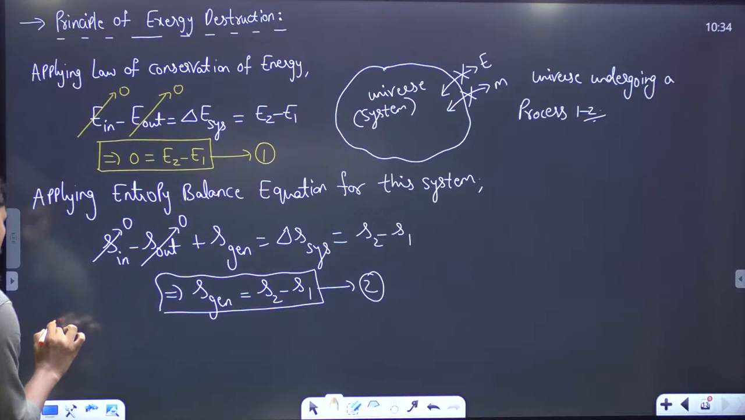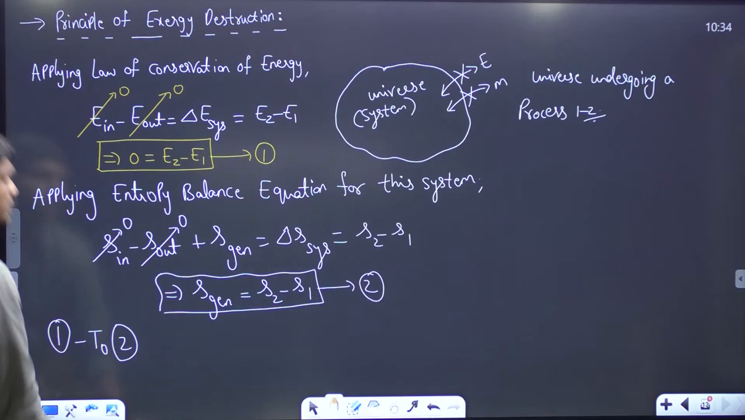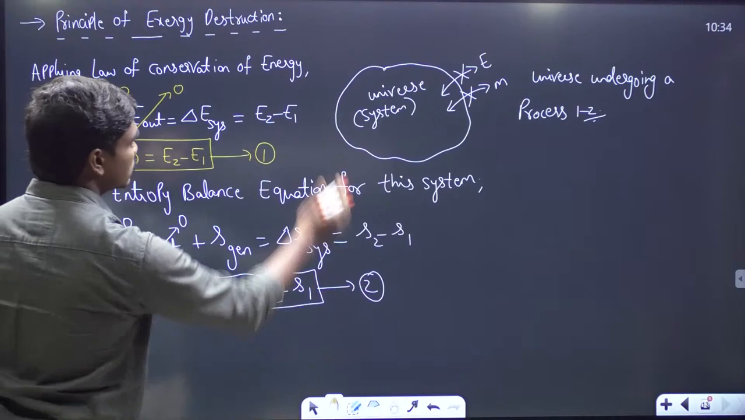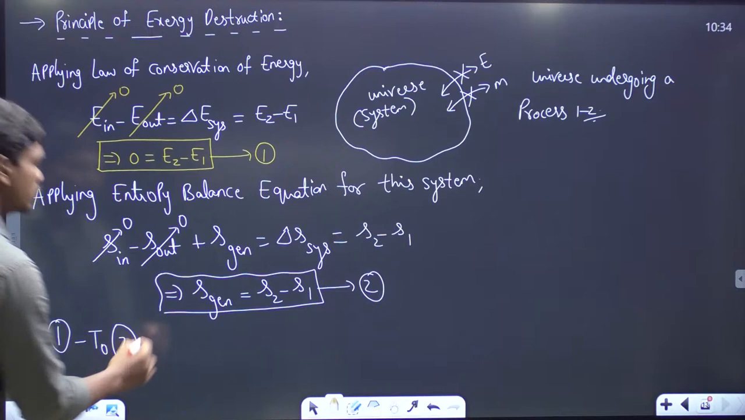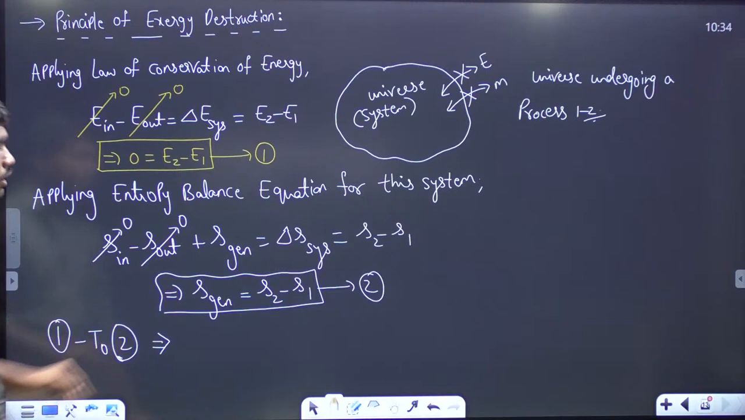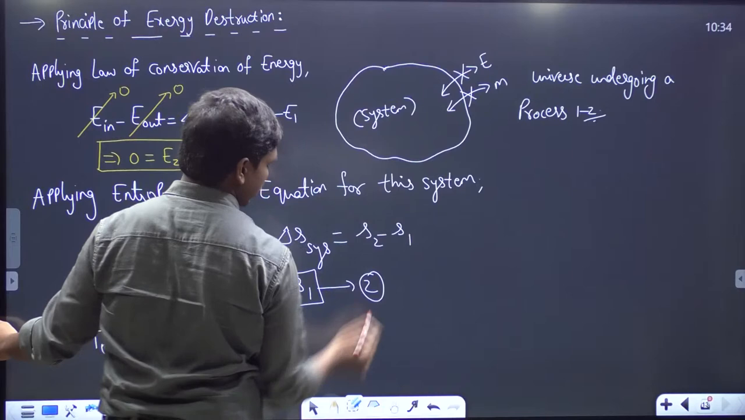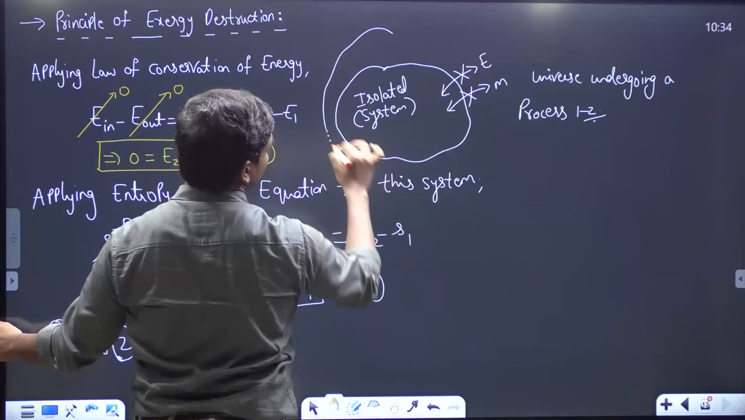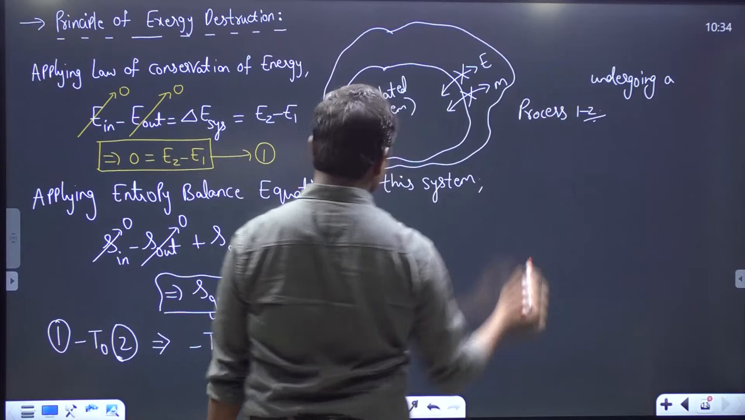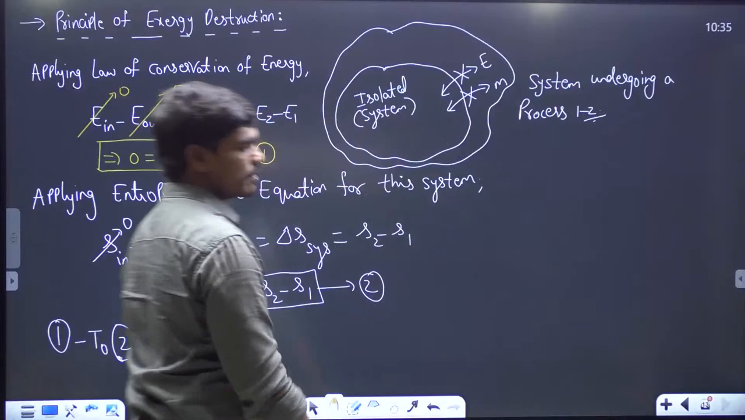Now if I write 1 minus T naught into equation 2, where T naught is the ambient condition. So see here, 1 minus T naught into 2. Let us suppose this is an isolated system, and then we have this. This implies, if you write the left hand side, 0 minus T naught into S generation, so minus T naught into S generation. So this is basically one isolated system, that's what I want to talk about. You can remove the word universe here if you're not fine. We can write isolated system which is put in some surroundings, and universe is an isolated system. You can write system undergoing a process 1 to 2, and this is an isolated system.